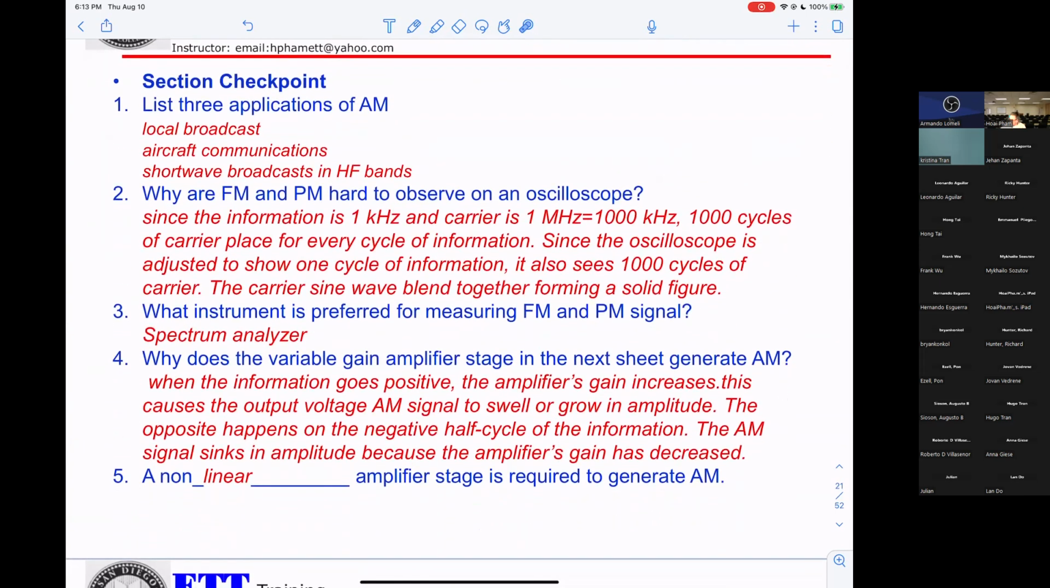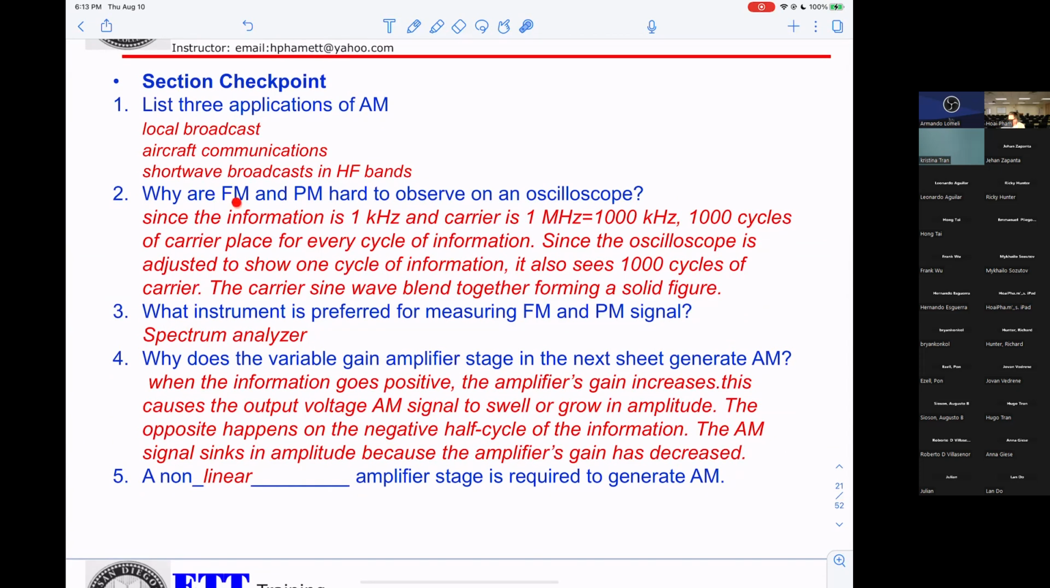List 3 applications of AM. First thing, local broadcast, aircraft communication, software broadcast in SFS.